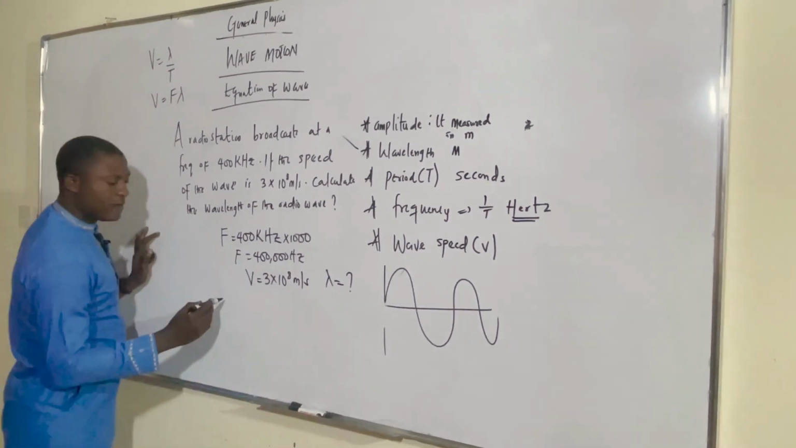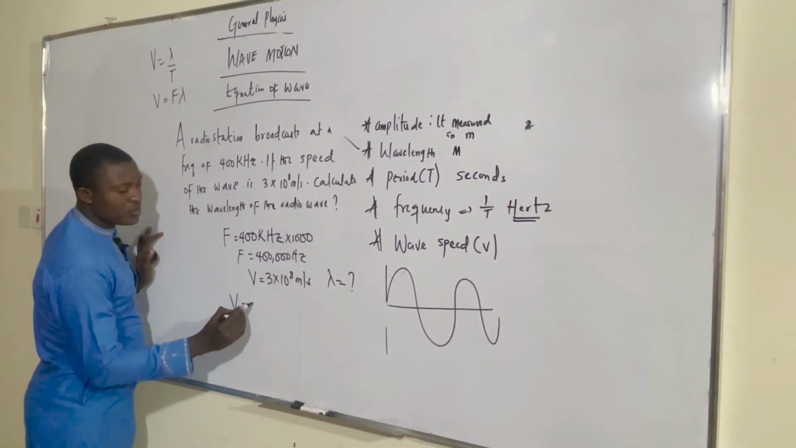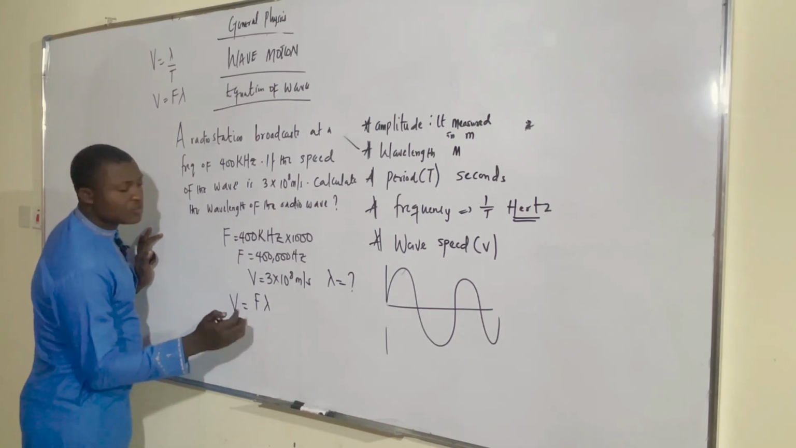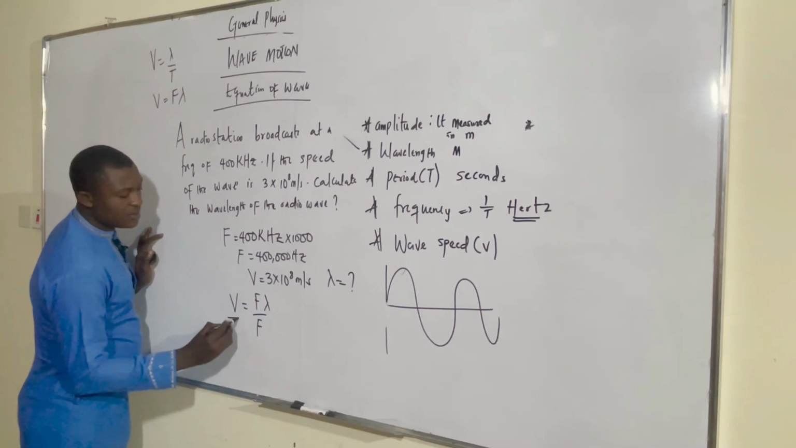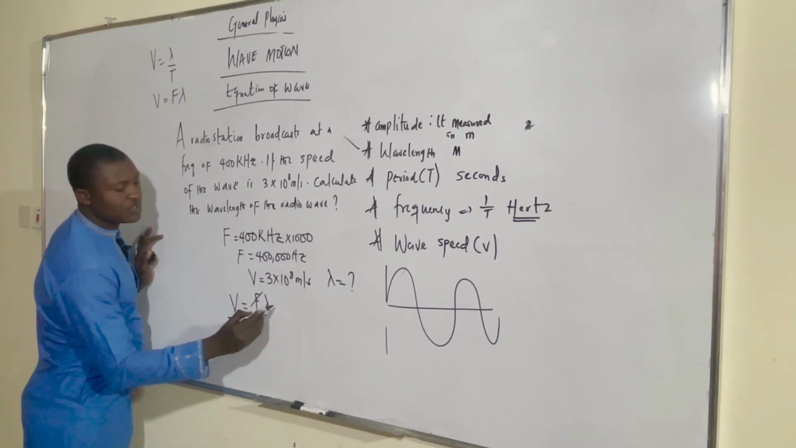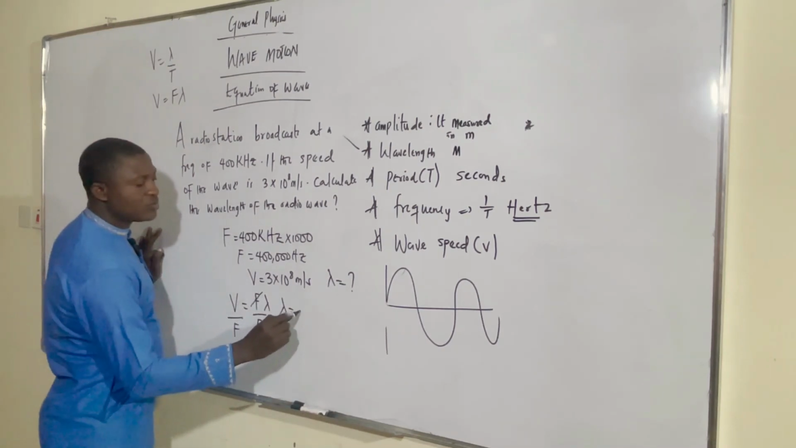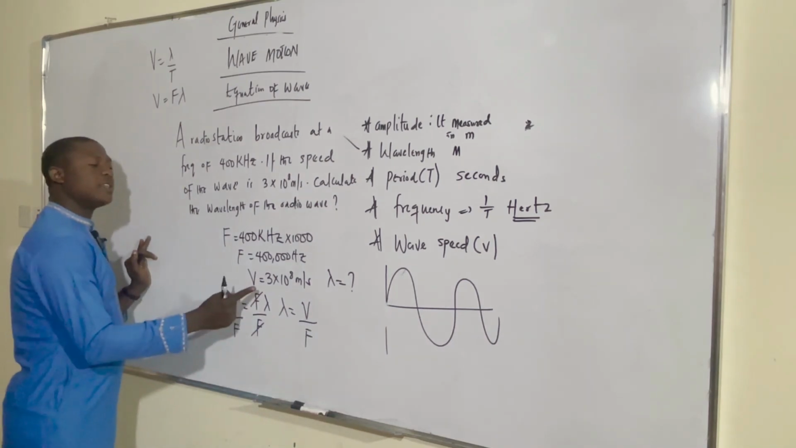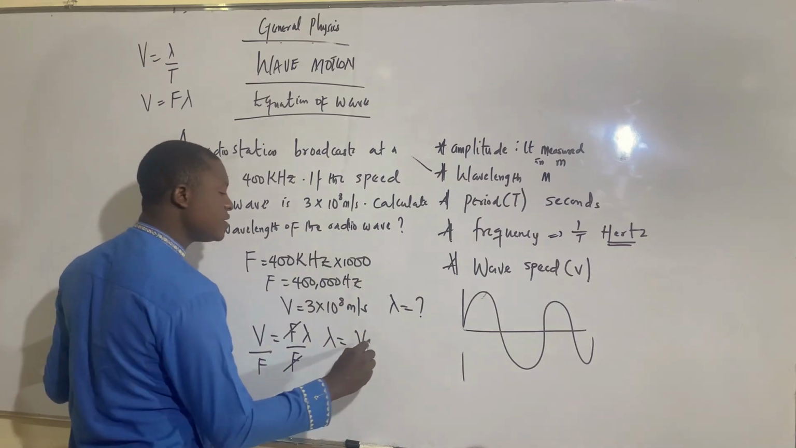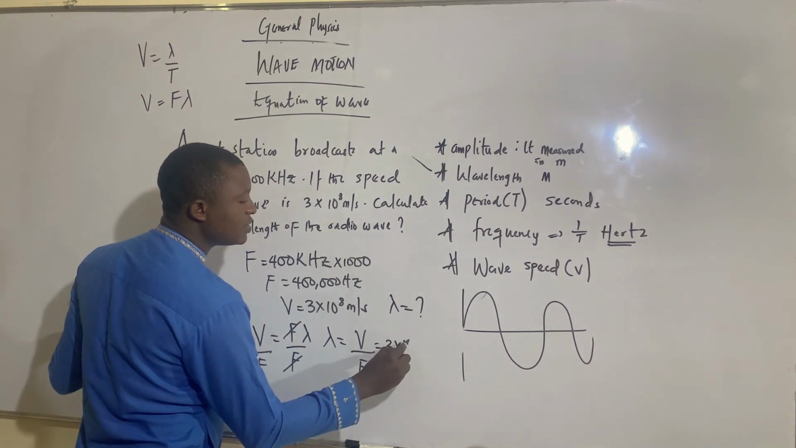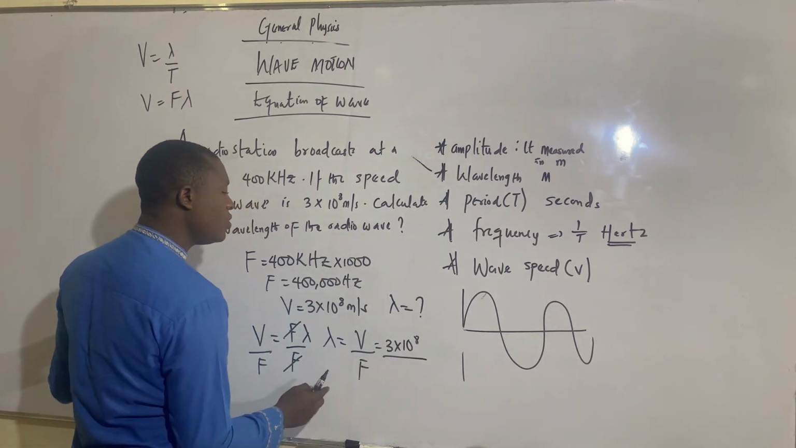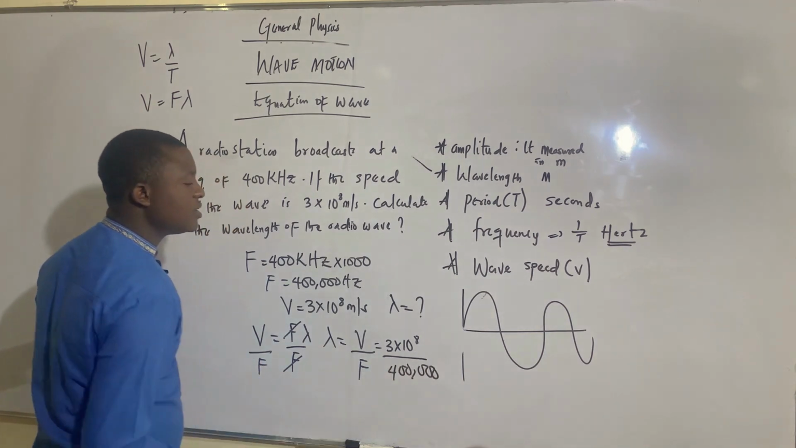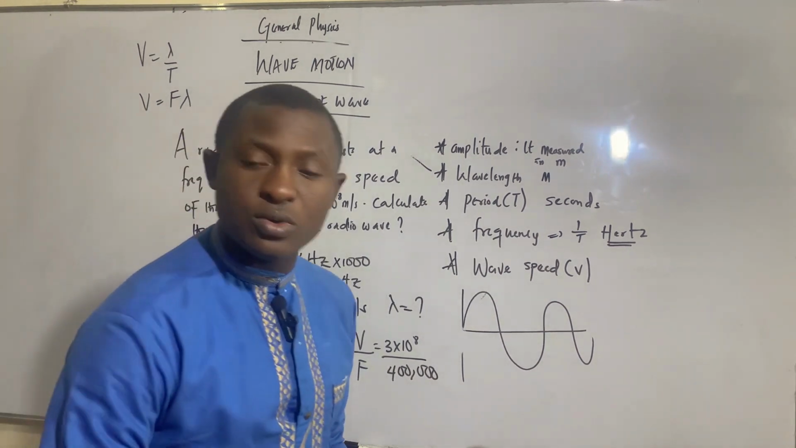So from the formula we have, we know that wave speed is equal to f lambda. Now, if I make lambda the subject, divide through by f, this cancels, and we have wavelength is equal to wave speed over the frequency. From the data, the wave speed is given as 3 times 10 raised to the power of 8, and the frequency is 400,000. Whatever you get is going to be your result.